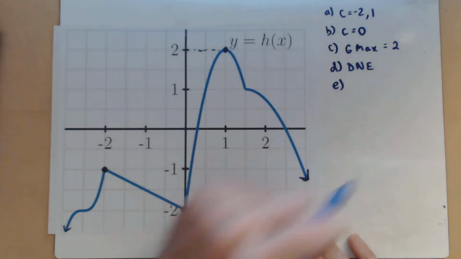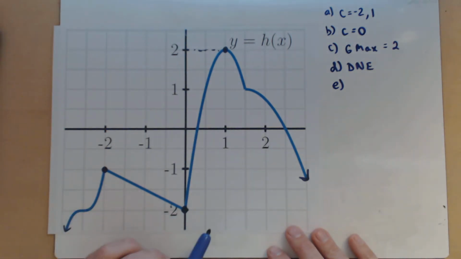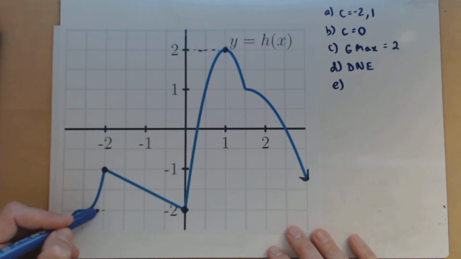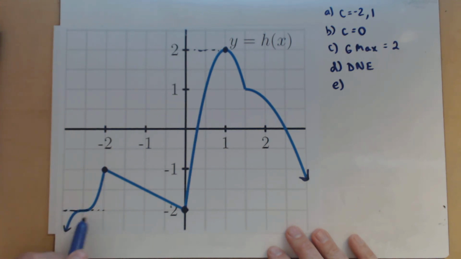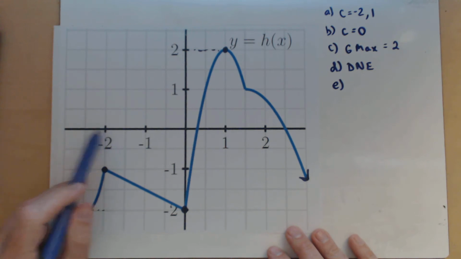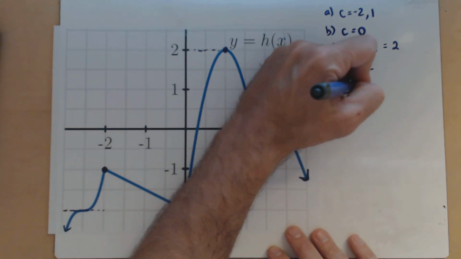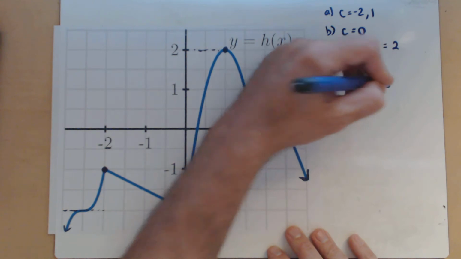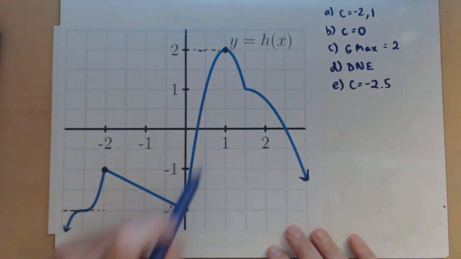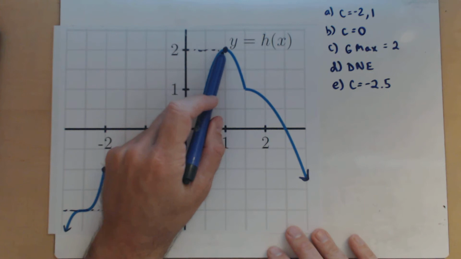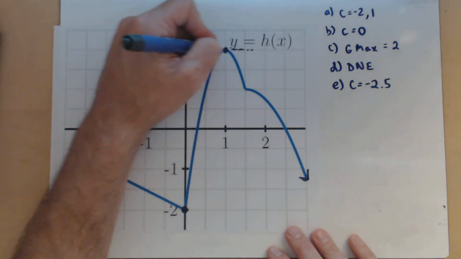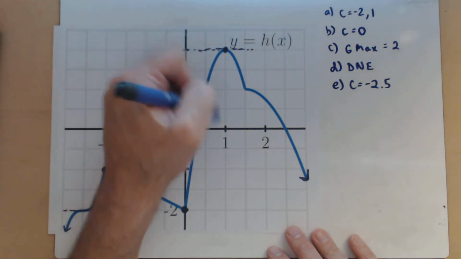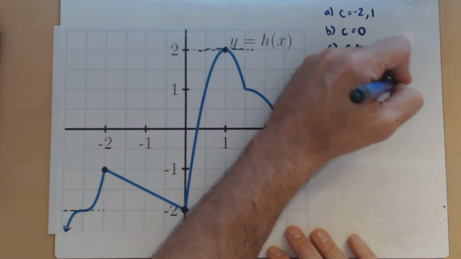E. Identify all values for c for which h prime equals 0. So this is looking for a horizontal tangent, and there's only a couple of them. We're going to have a horizontal tangent right here. It flattens out, and you can kind of see the horizontal tangent line. So that's going to be at -2.5. We're also going to have one here at our local max. We can see the horizontal tangent, the turning point. So that's at c equals 1.